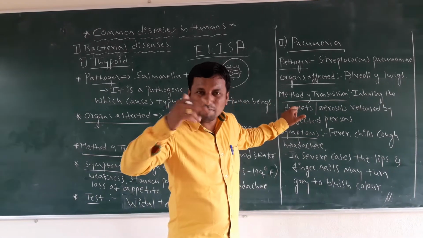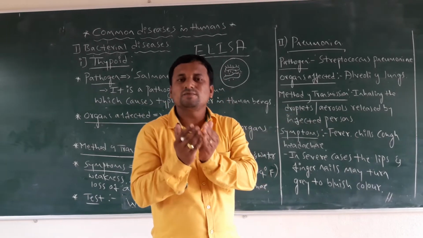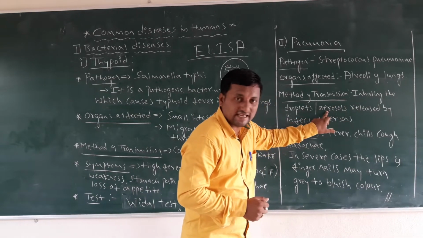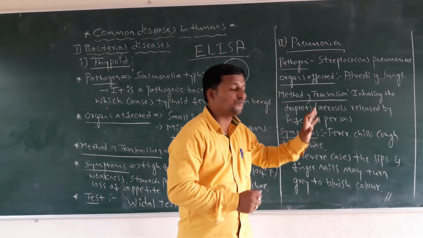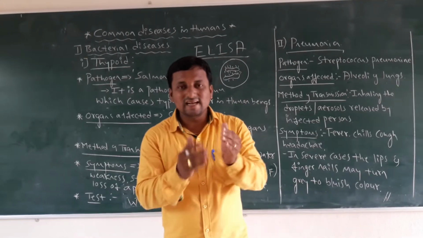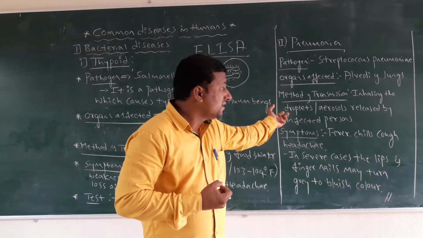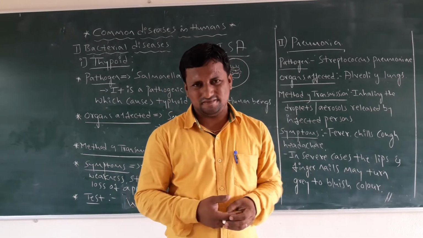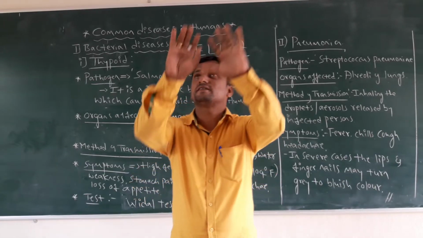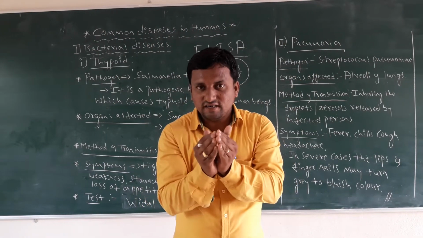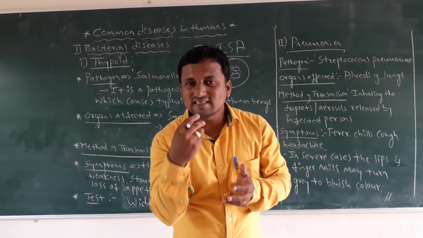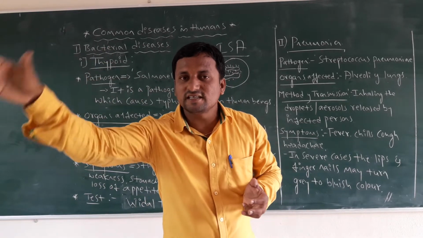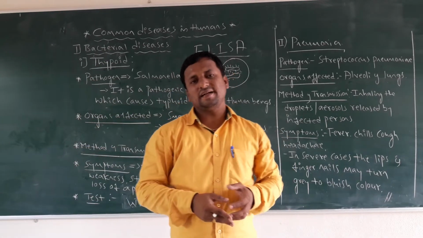Then, what is the method of transmission? How is it transmitted into the body? By inhaling the droplets or aerosols released by infected persons. Inhaling which one? Droplets or aerosols. Aerosols are nothing but dust particles or droplet particles present in the air. When an infected person coughs or sneezes, these aerosols come out into the environment.